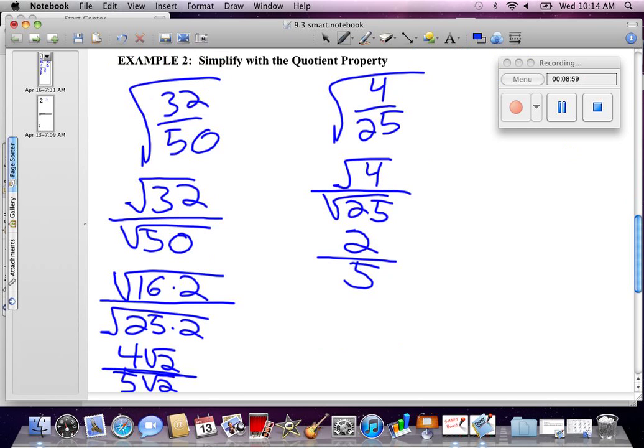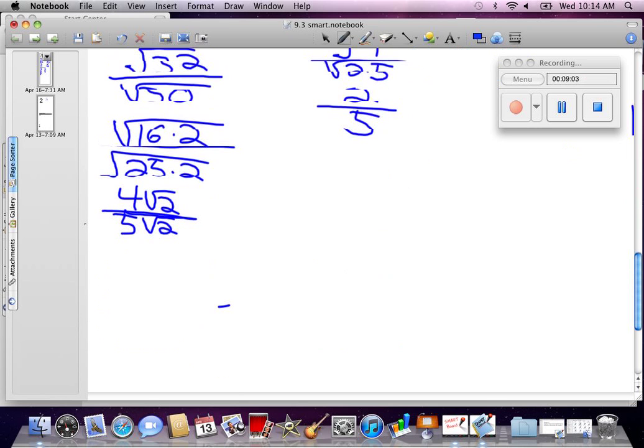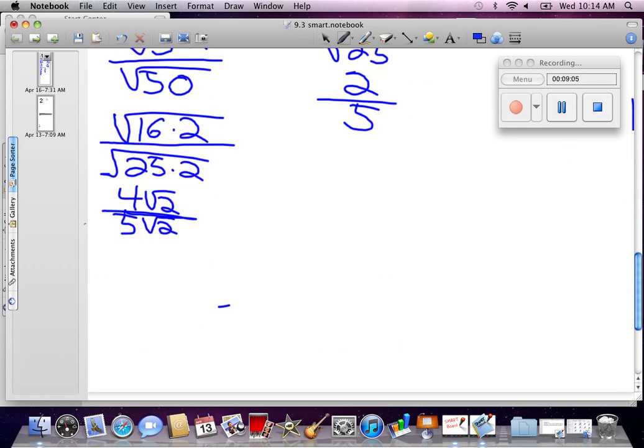But if you remember from the vocabulary in the front, we are not allowed to have square roots in the denominator. So this is tricky, so please watch. This is how you get rid of them. I'm going to multiply the top and the bottom by the square root of 2. Okay? So what you're going to do is just multiply the numbers inside the square roots. So I get 4 square root 4 over 5 square root 4.